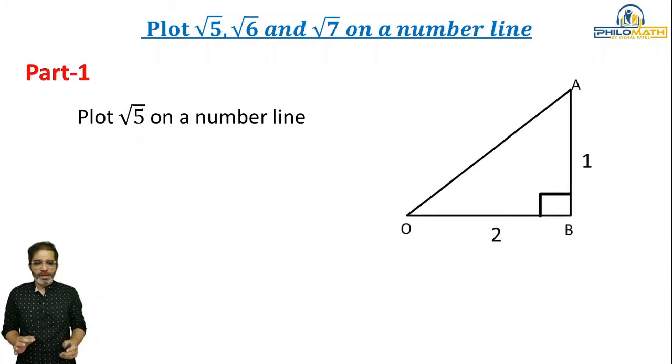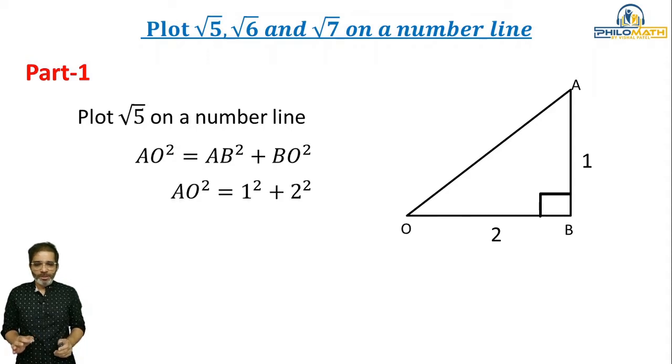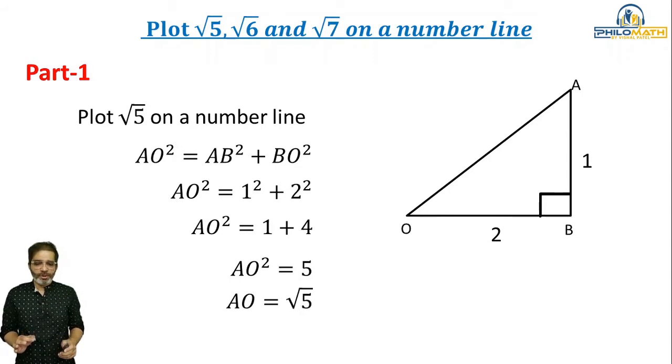I have taken a right angle triangle ABO where I have taken the base as 2 and the height as 1. If I want to find the value of AO, how do I find that? I am going to use Pythagoras theorem, that is AO square equals AB square plus BO square. Next, we substitute the values, AB as 1 and BO as 2. So I get AO square equals 1 square plus 2 square, that is 1 plus 4, that is 5. So AO is equal to root 5. This root 5 I am going to show on segment AO.